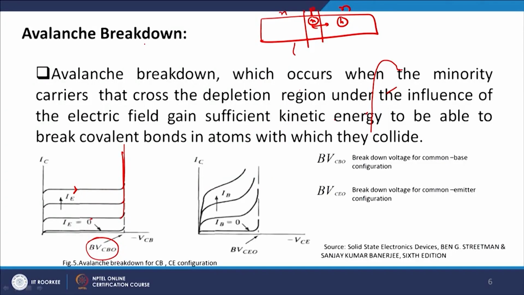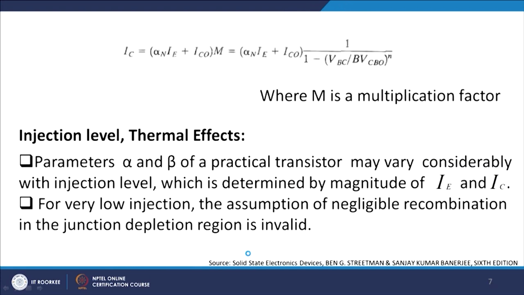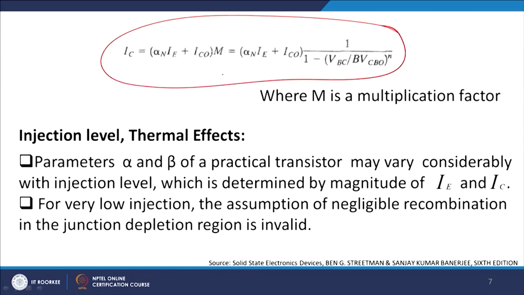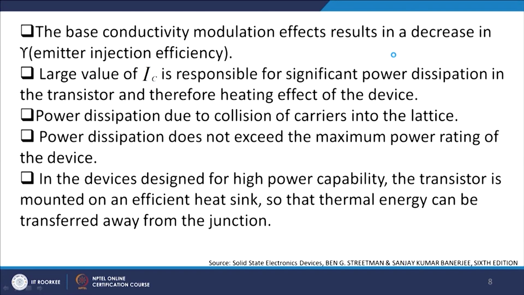This breakdown voltage is defined as BVCBO when it is a common base configuration, also referred to as BVCEO when it is a common emitter configuration. So we have these two types of configurations available. This is the net current one sees because of the multiplication factor M, which primarily means how many electrons are formed for each ionization. So if one electron comes and forms 4 electrons, then the multiplication factor M equals 4, and you will have 4 times the electron and hole currents available.